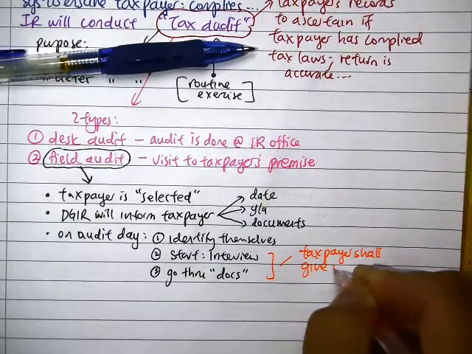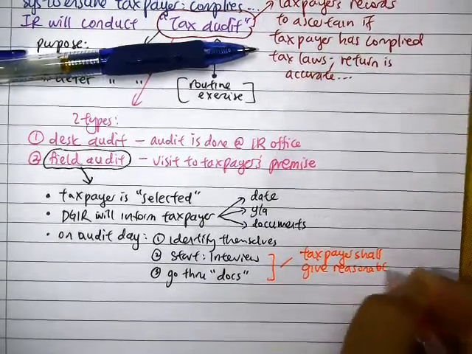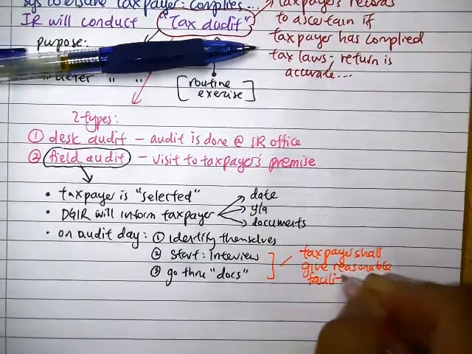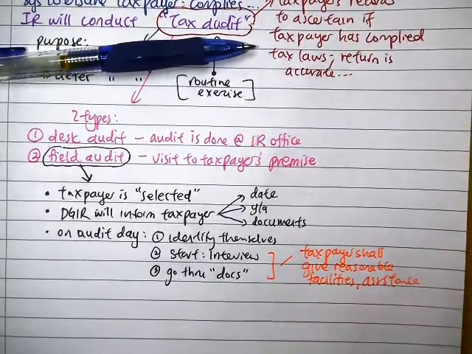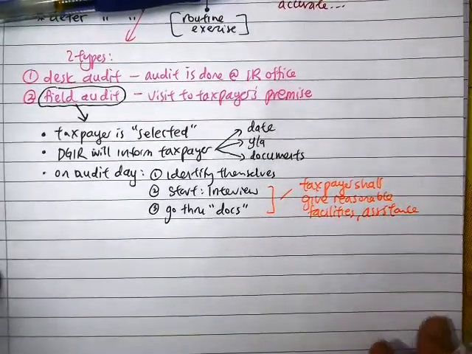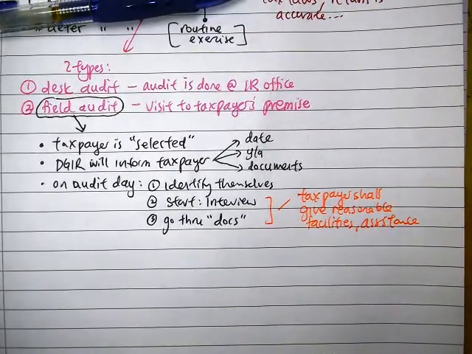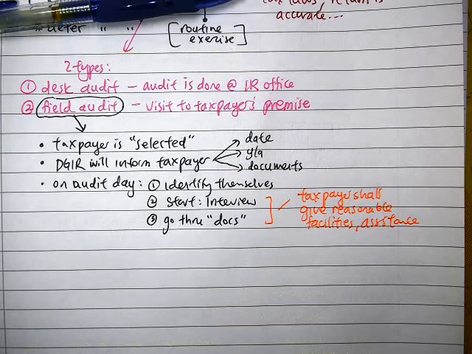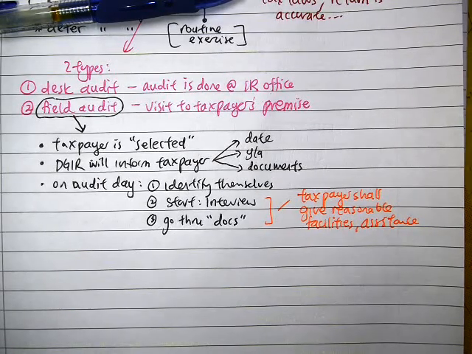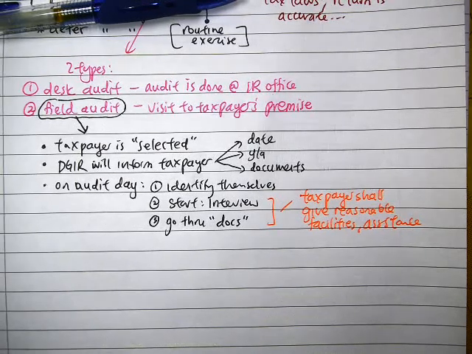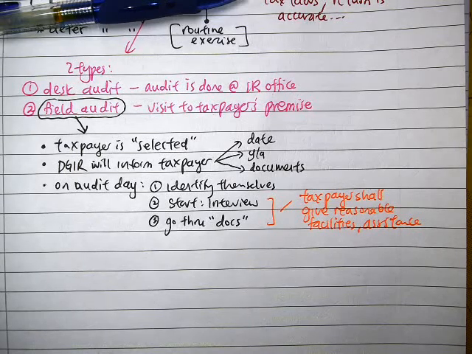Now the issue we see here is during the audit, the taxpayer shall give reasonable facility as well as assistance. You must give reasonable facility as well as assistance. For example, let them use your photostat machine. Give them a proper place with aircon, with lights. Imagine you purposely make a fool out of them, give them a room, no lights, no aircon.